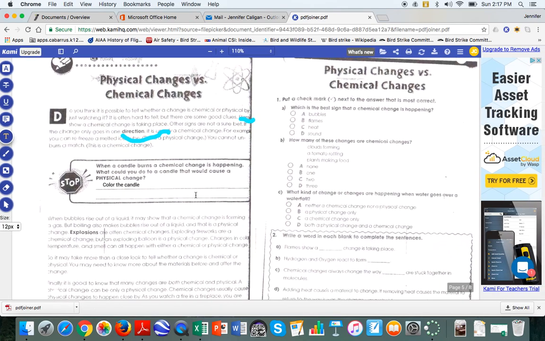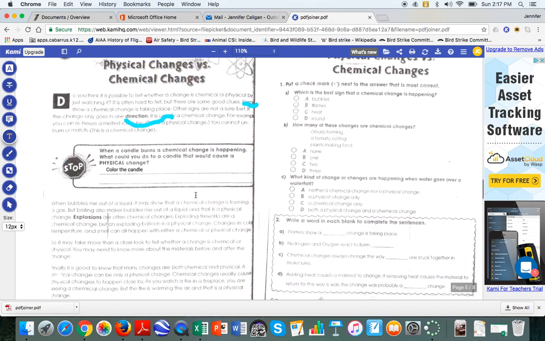All right. So coming back down here, it says put a check mark beside which is the best sign that a chemical change is happening. Bubbles, that's like a pot of boiling water. That's physical. Flames, we just talked about, that's a pretty big sign when you see a flame that it's chemical. Heat is not a chemical change. That's something that causes a chemical and physical change. And sound is not. So your answer there would be A.